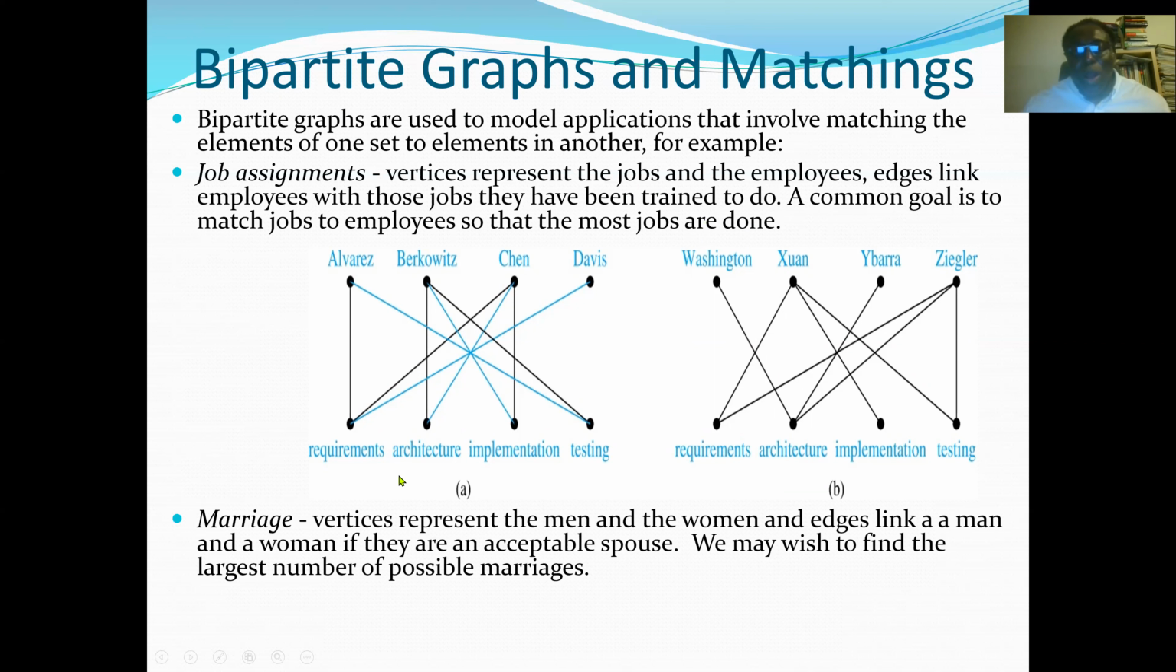So here we have a requirement: architectural implementation testing. Here we have four students, and also four on the other side. Another example can be a marriage. Vertices represent the men and the women, and edges link a man and a woman if they are an acceptable spouse. Then we may wish to find the largest number of possible marriages.